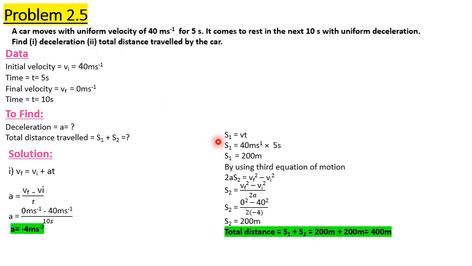Why have we chosen this formula? Because initially we have a time and the velocity from 0 to 40 meter per second. So by putting the values we will get 200 meters. Now to find out the distance for the next part, we will use the equation 2as is equal to Vf square minus Vi square, and by putting the values in it we will get 200 meters. The total distance will be S1 plus S2, which is equal to 400 meters.